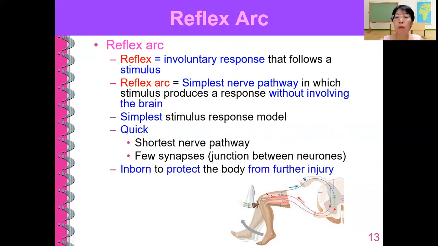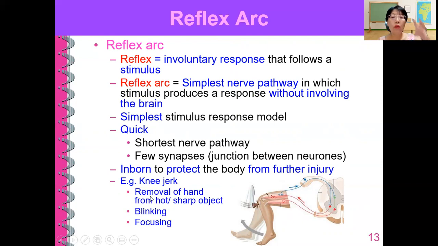So why must it be fast? Because this is inborn to protect our body from further injury. So that's why a reflex is always a response that protects us from further injury. For example, the knee jerk in this diagram. We also have other examples, for example, removal of your hand from a hot or sharp object. When you suddenly touch something that is very, very hot or very sharp, it's a very strong sensation. At that time, you immediately release your hand. You don't have to think. So this is a reflex to protect us from further injury.